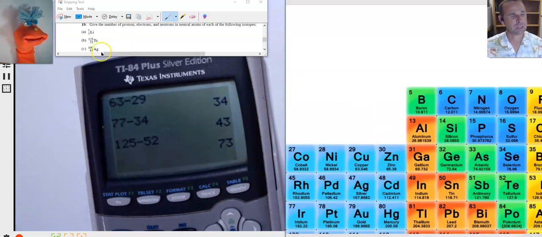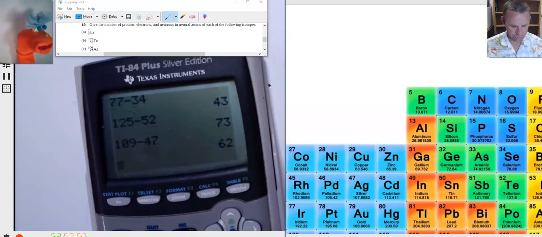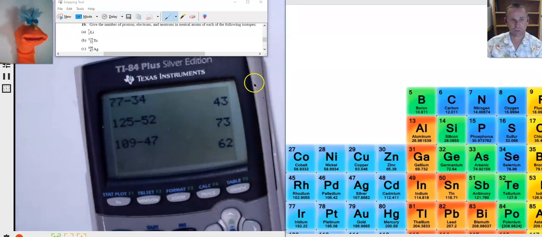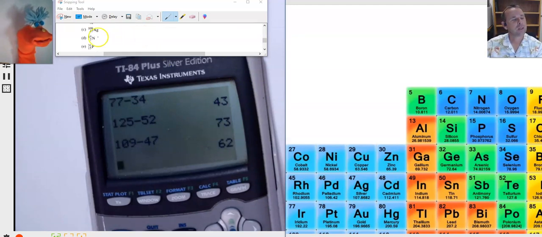All right, your turn. Silver. Silver, 47 protons, 47 electrons, 109 minus 47. There it is. 62 neutrons. Good job. Okay. This one's easy. I'll do this one. Nitrogen, there it is, 7. Protons, electrons, 7. Neutrons, 15 minus 7, is that 8? Yeah, that's 8. Okay, that's the number of neutrons. Good.